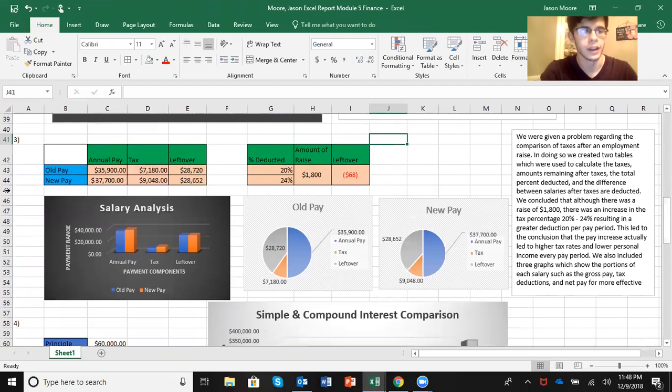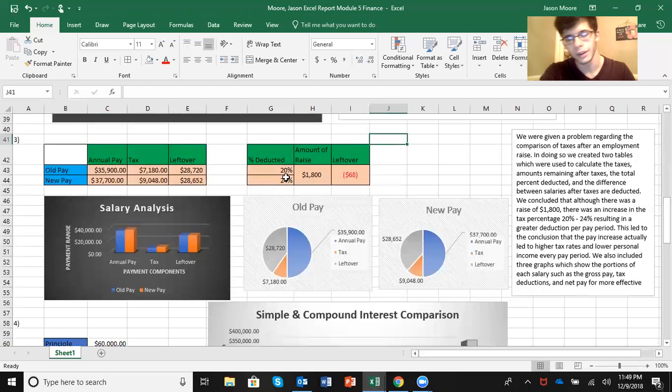So with that, we see the old pay rate is about $35,900 with over $7,000 taken in taxes. And the new pay rate jumped up about $1,800 to $37,700 with about $9,000 in tax total. Both of which conclude in about $28,000 after all taxes are deducted, except the old pay actually has a higher net pay for the employee in relation to the newer pay rate.